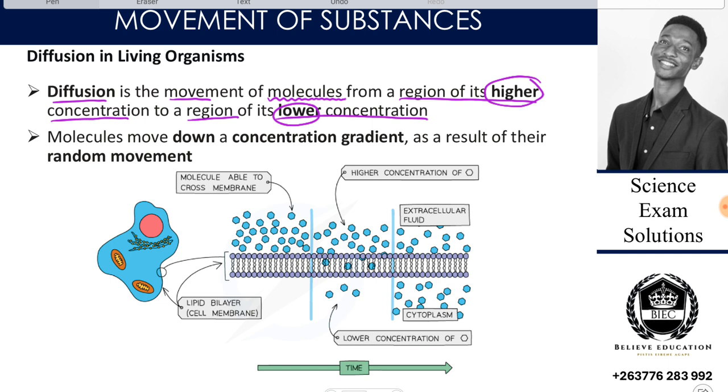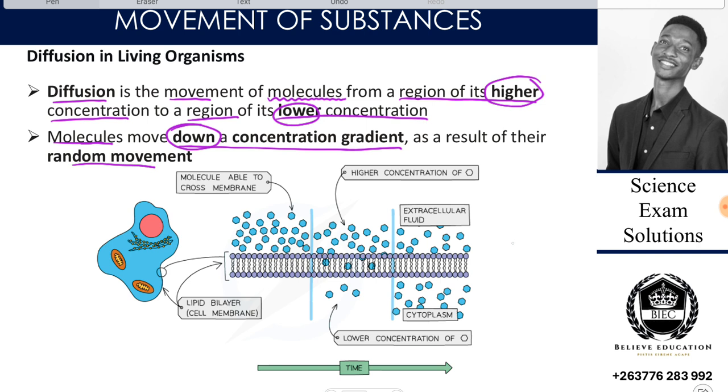So the next point here: the molecules move down the concentration gradient. They are moving down a concentration gradient, and this is as a result of their random movement, because molecules are always constantly moving. This is usually explained as Brownian motion, which we will look at later. So the molecules move down the concentration gradient.